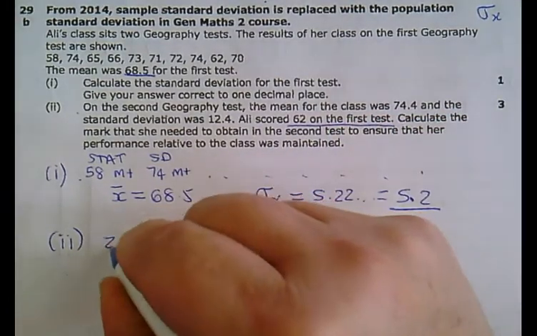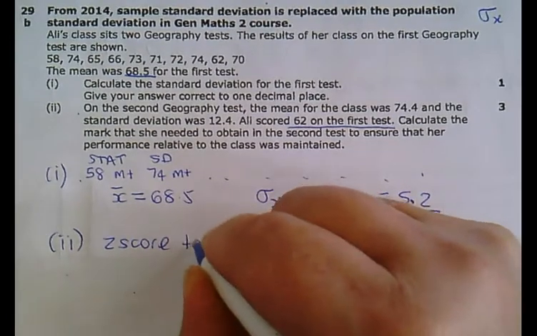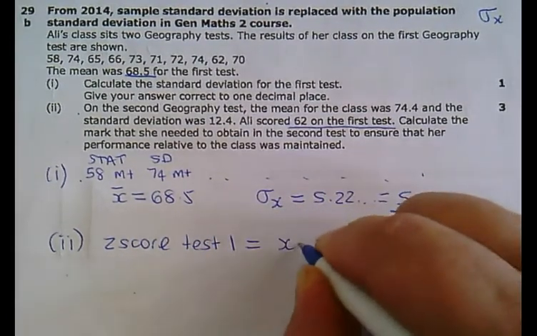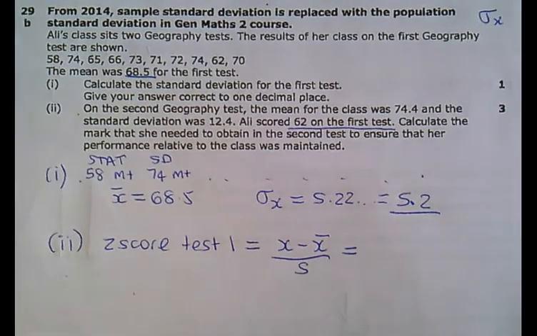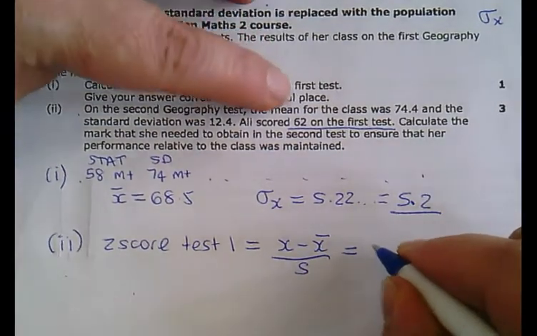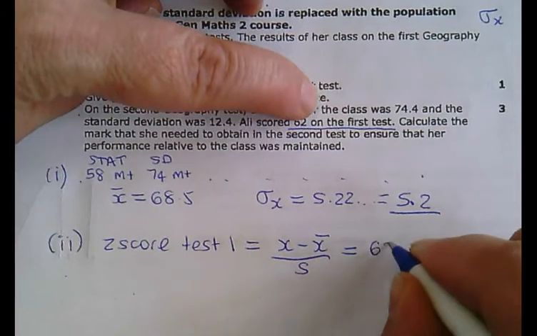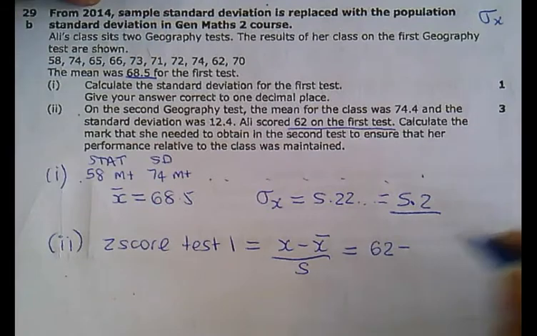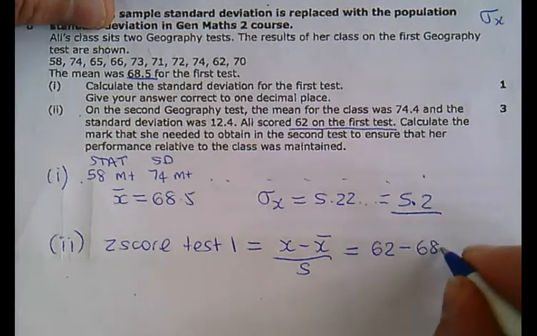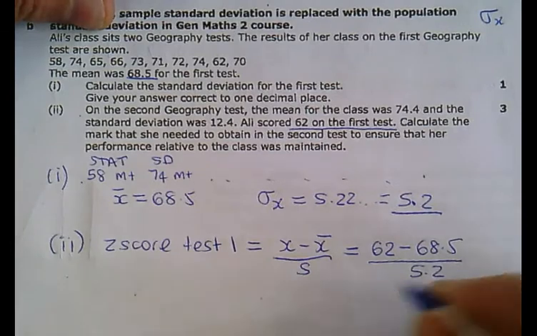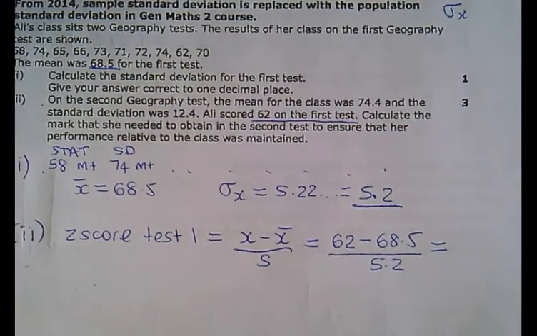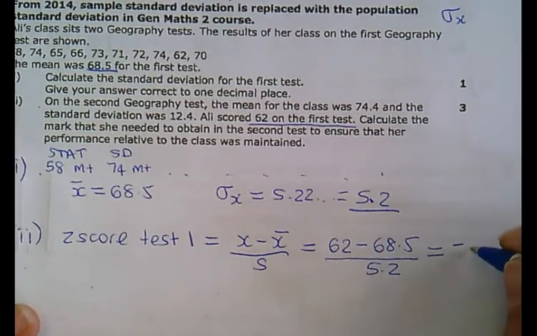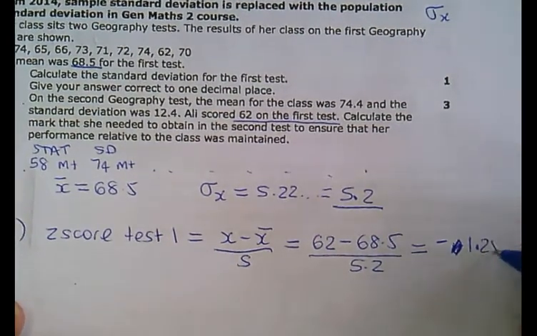Let's work out her Z score for test 1. So her Z score for test 1 is X minus X bar over the standard deviation. So what do I do for test 1? 62 minus what? Test 1. 68.5 over 5.2. So her Z score for the first test is negative 1.25. And we know it's negative because she is below the average.